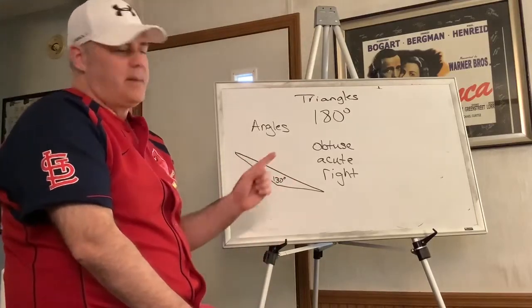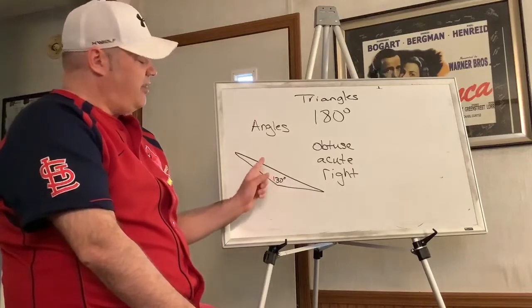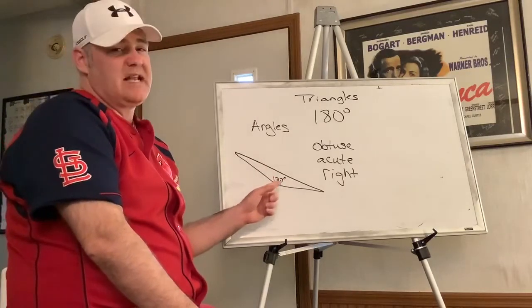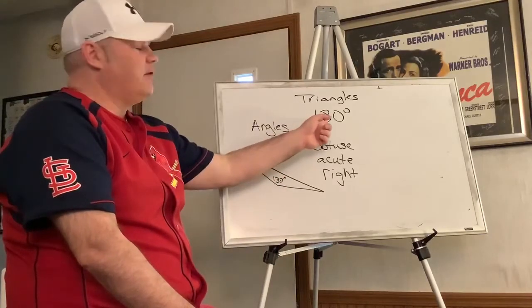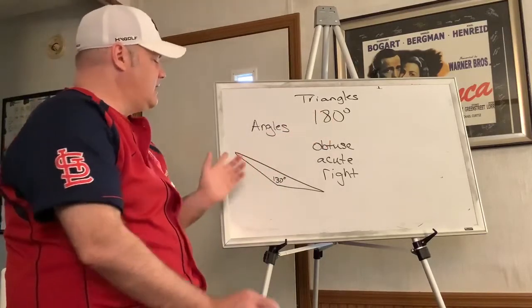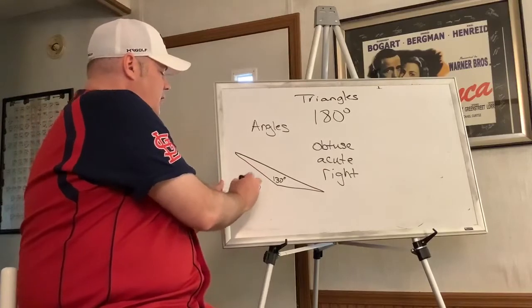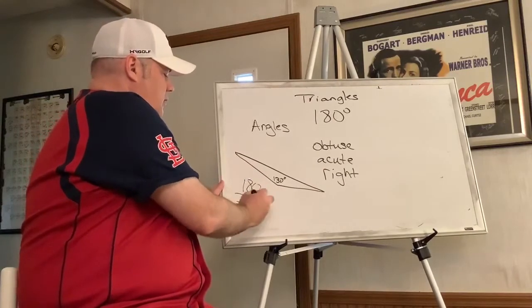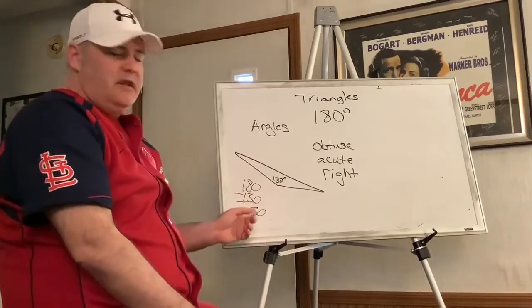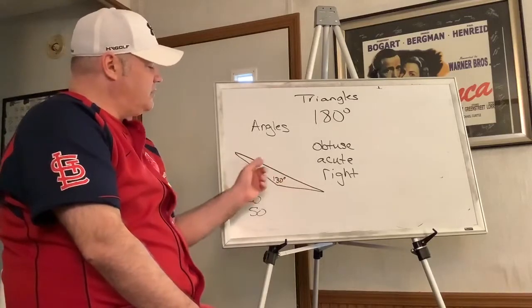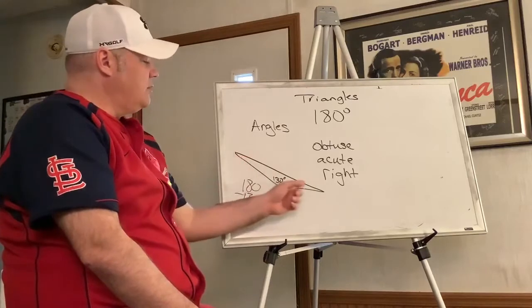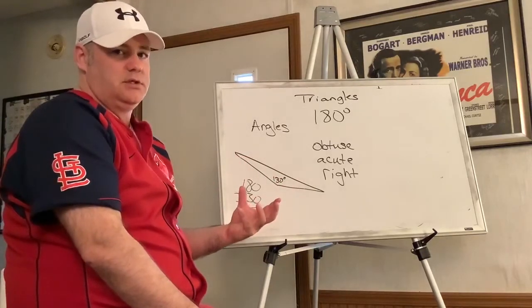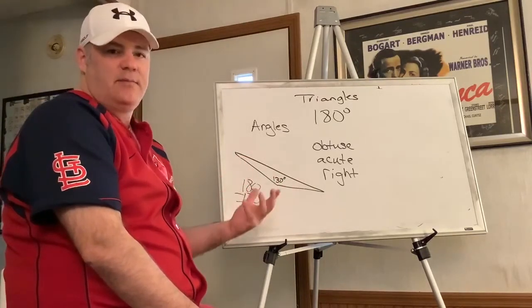Well, if you think about it, if that's 130, or even if it was 91, just bigger than 90, and you took that away from here, so let's take 130 away from 180. There's only 50 degrees left to split up between these two angles, meaning there's no way these two angles could also be obtuse. There's no way you could have it be obtuse.